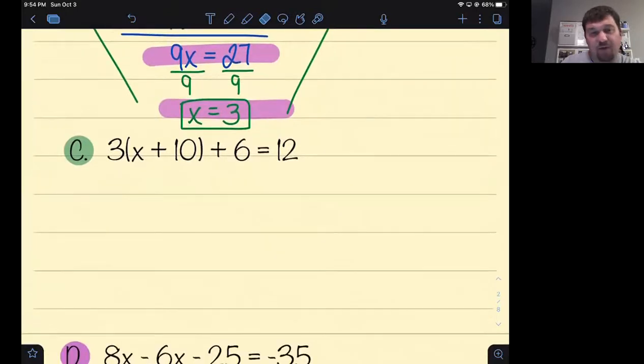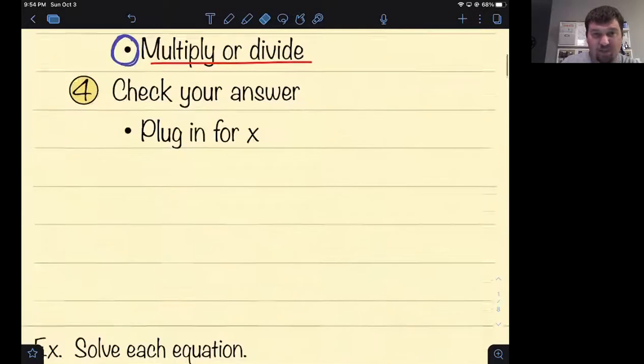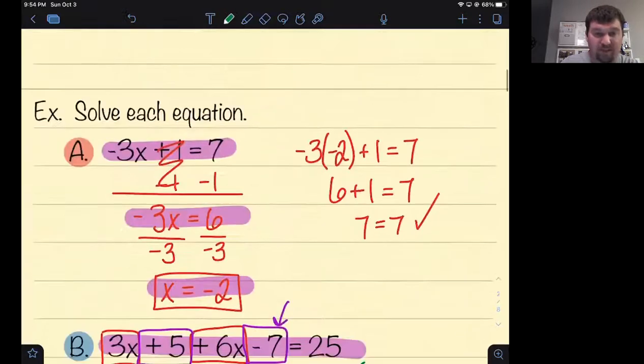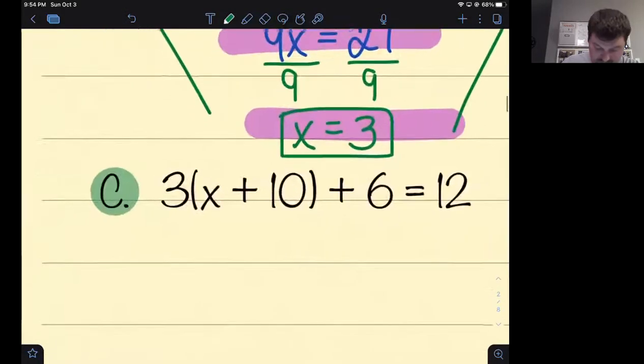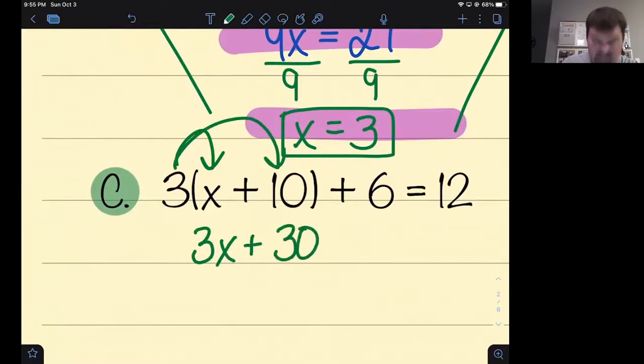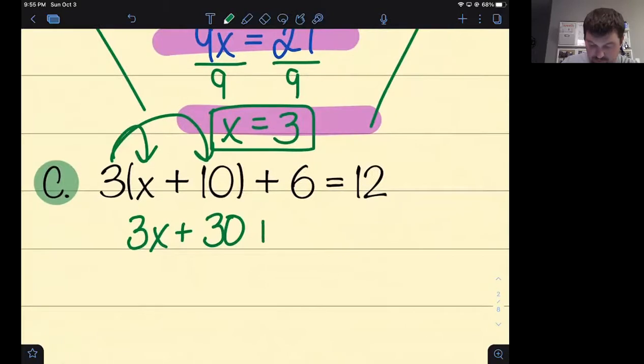All right, this next one has parentheses. So this next one is one where I'm going to have to use the distributive property. Distributing is when you take a number in front of the parentheses and you multiply it to the terms inside, just like this. 3 times x is 3x, and 3 times 10 is 30. That's what distributing means. And so by doing that, it allows me to get rid of the parentheses.